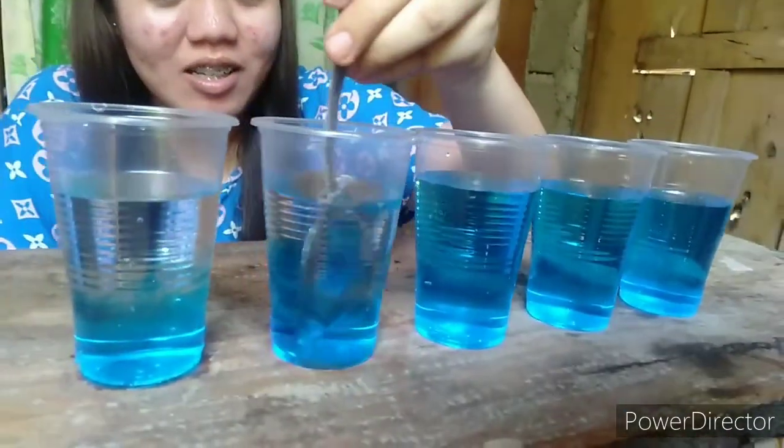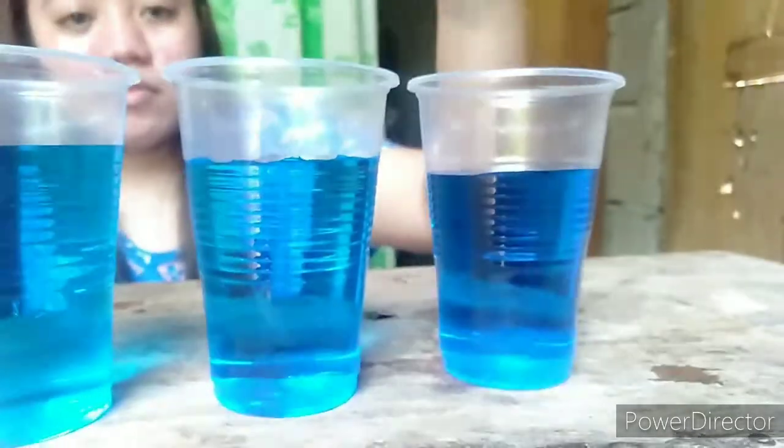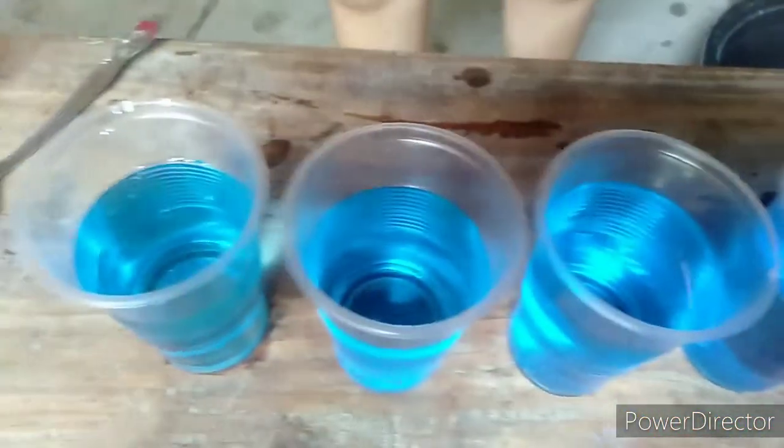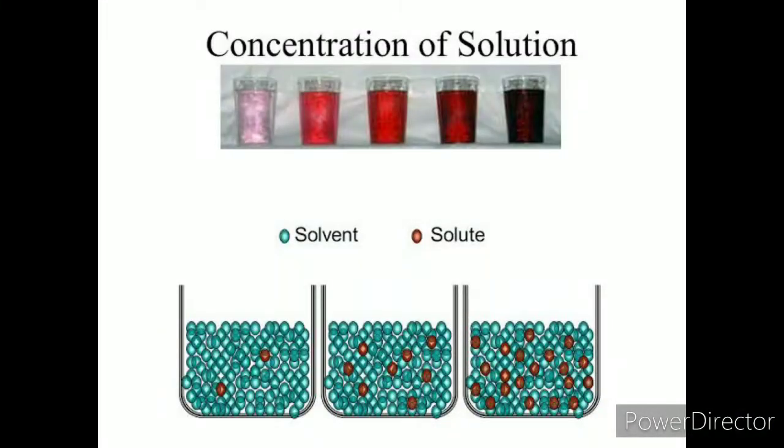As we can see, the first glass of water with 5 drops of food coloring has the darkest color between all of them. And the last glass of water with just a drop of food coloring has a minimal color. This shows that the higher the concentration of food coloring, the darker the color of the water, and the lower the concentration of a food coloring, the lighter the color of the water.